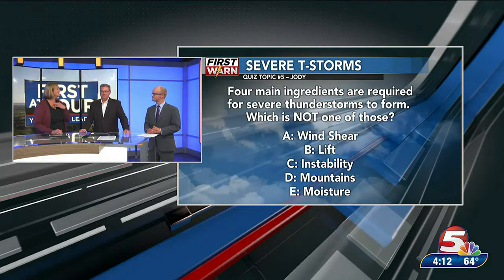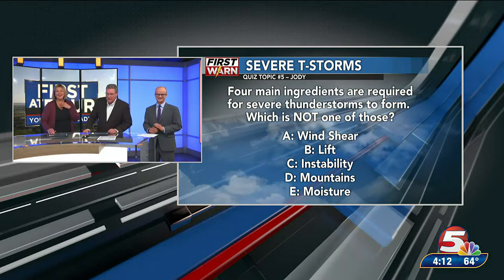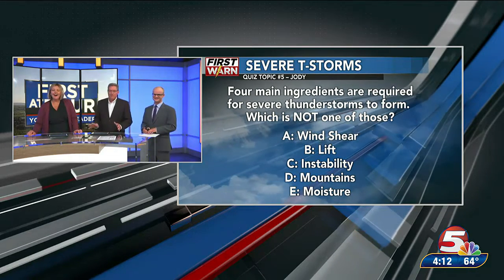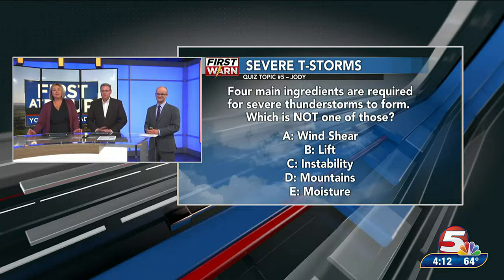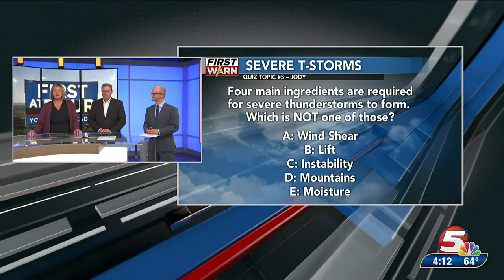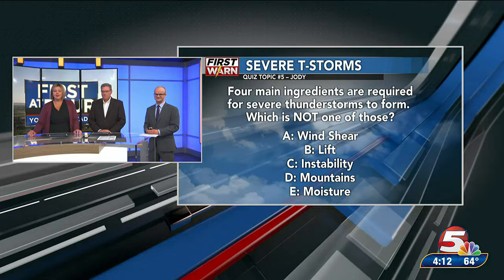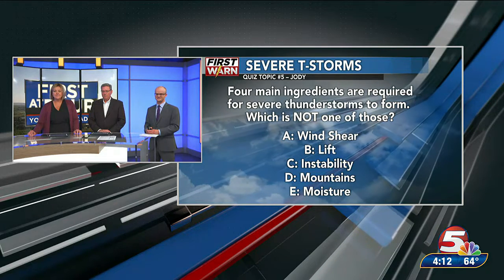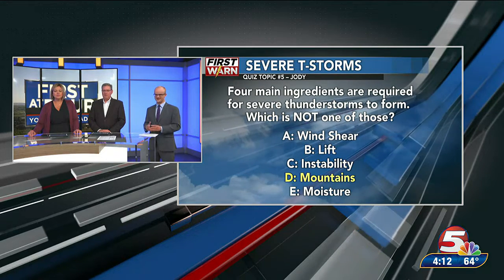Is this my question? Yes. It says Jody there. That's kind of a tough one too if you're just a novice in the meteorological world. Well, that's me, a novice. There are four main ingredients, and there are five there. Mountains. You would be correct. There you go. Good job.